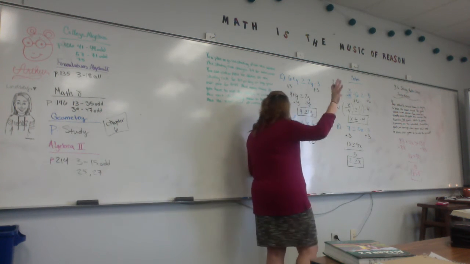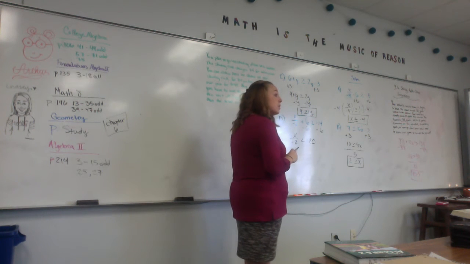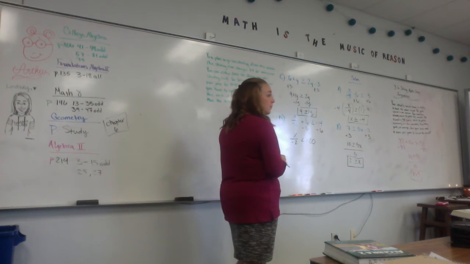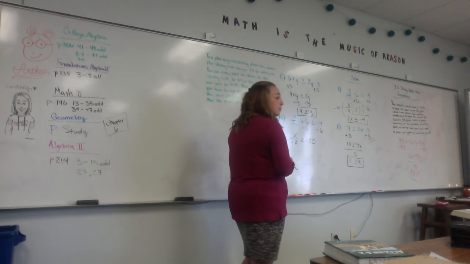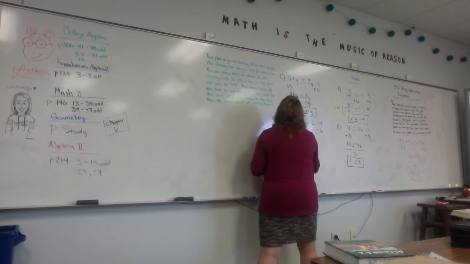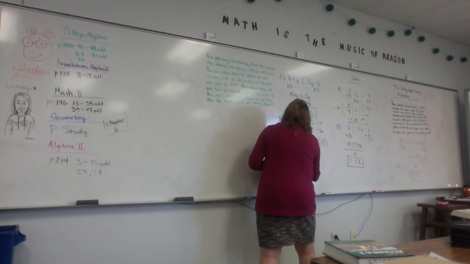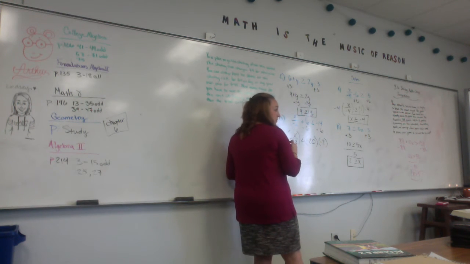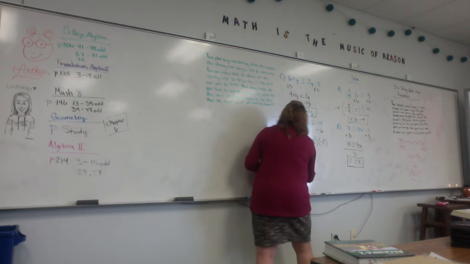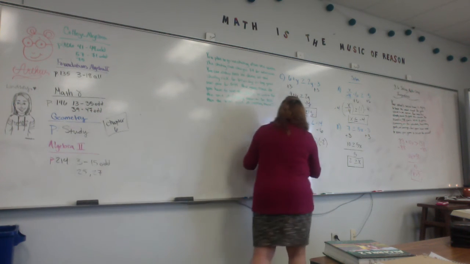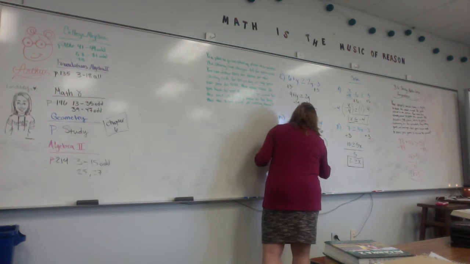Jason, what do I do next? I know you know how to do this. Multiply by what? Negative 2. So I get x is what? Greater than. Good. You flip the sign because I multiplied by a negative. x is greater than 40. Negative 20 times negative 2 is 40.